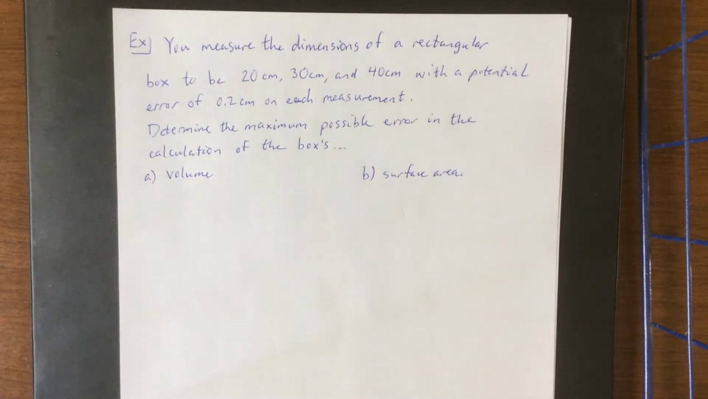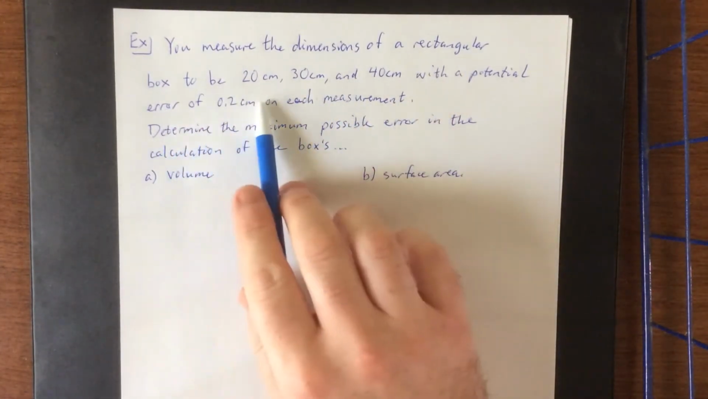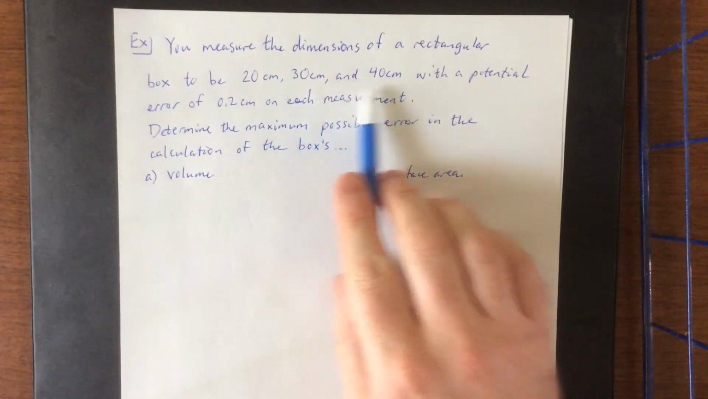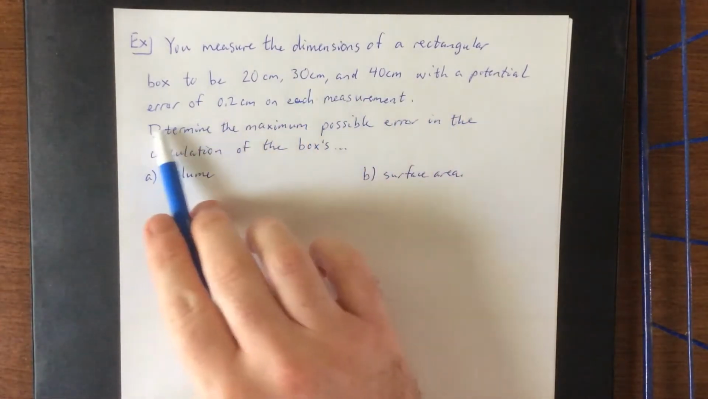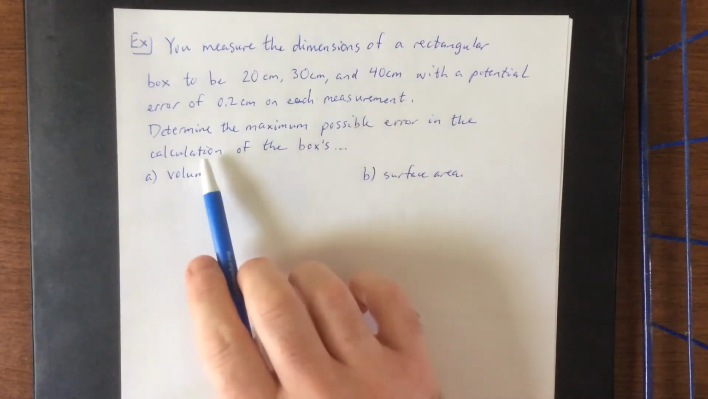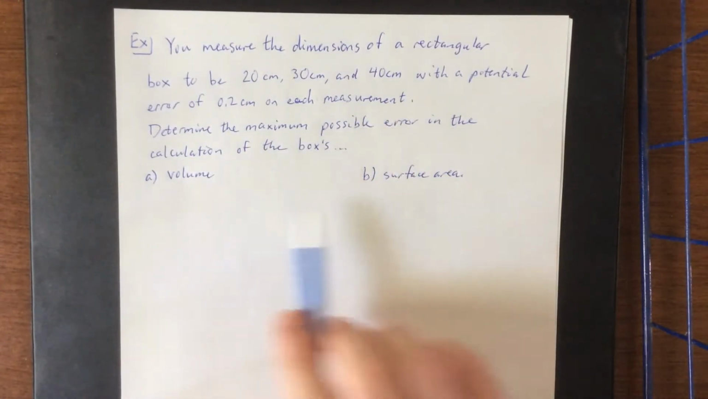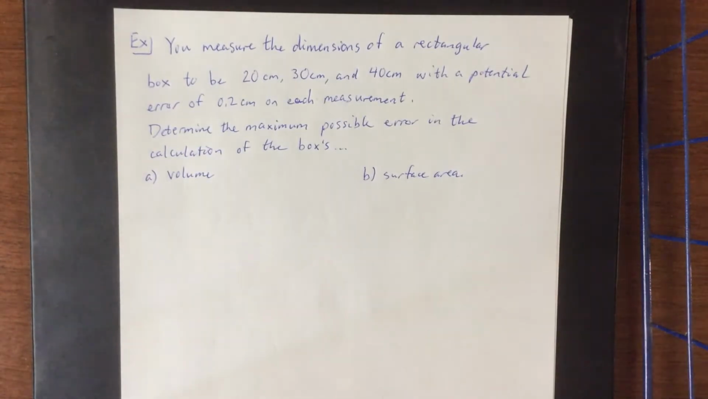In this problem, we're going to be investigating an application of differentials. Now, the application of differentials has to do with errors in measurements taken. So let's suppose that you measure the dimensions of a rectangular box to be 20 centimeters, 30 centimeters, and 40 centimeters with a potential error of 0.2 centimeters on each of those measurements. Determine the maximum possible error in the calculation of the box's volume, as well as the surface area.